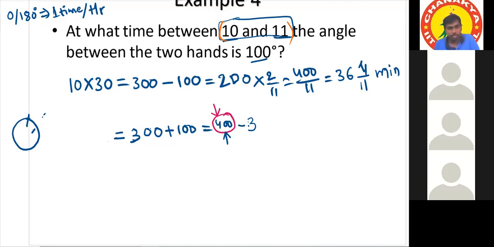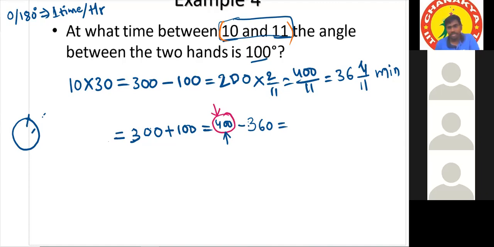So if you get the answer as like 275 degree, then what do you do? 275 degree is less than 360 degree. Nothing to do. Directly we can do into 2 by 11. Okay, sir. If the angle is exceeding 360, then subtract 360.